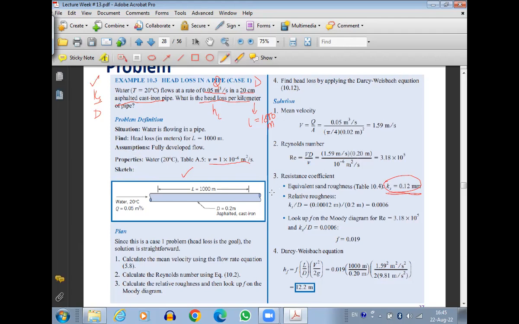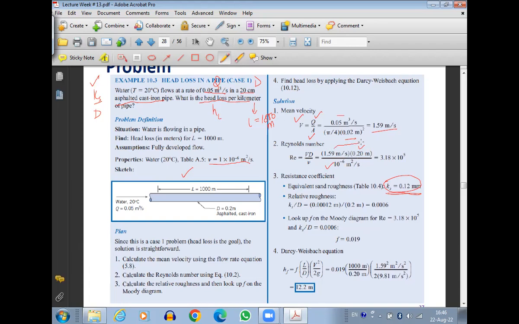So in order to solve this, we need to find HL. First we need to see whether it is a laminar flow or a turbulent flow. We know the volume flow rate, so we can find out the velocity. There's a formula: since we know Q and we know the diameter, we know the cross-section area. Corresponding to that, we can find out that the velocity is 1.59 meter per second. Using the velocity in the formula for the Reynolds number, Vd upon nu, we know the kinematic viscosity, we know the diameter, and we know the velocity since it is already calculated here.